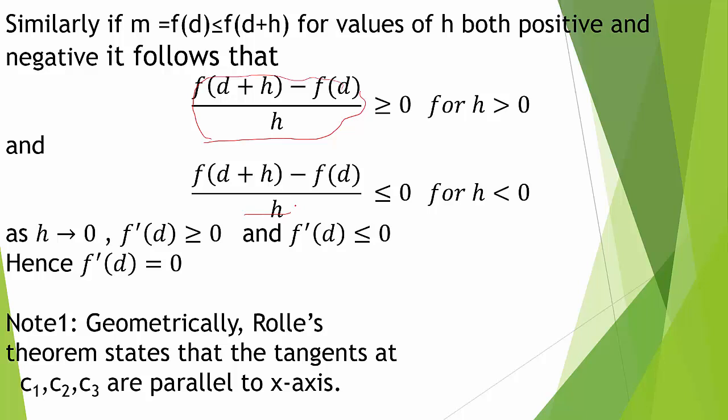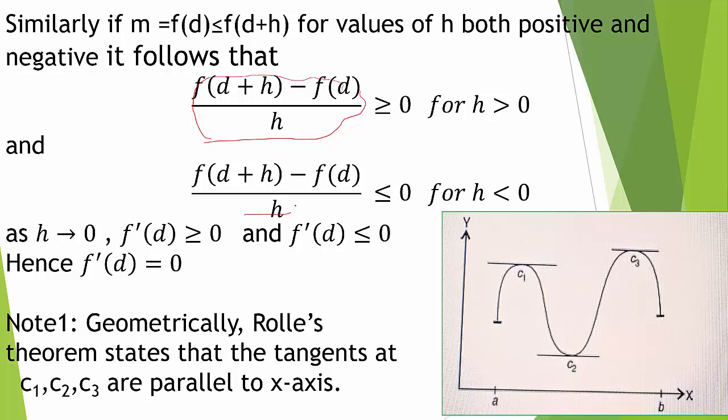We shall write some notes. Geometrically, Rolle's theorem states that the tangents at C1, C2, C3 are parallel to the x-axis. See this figure? In this figure, the tangent at C1 is parallel to the x-axis. The tangent at C2 is also parallel to the x-axis. The tangent at C3 is also parallel to the x-axis.